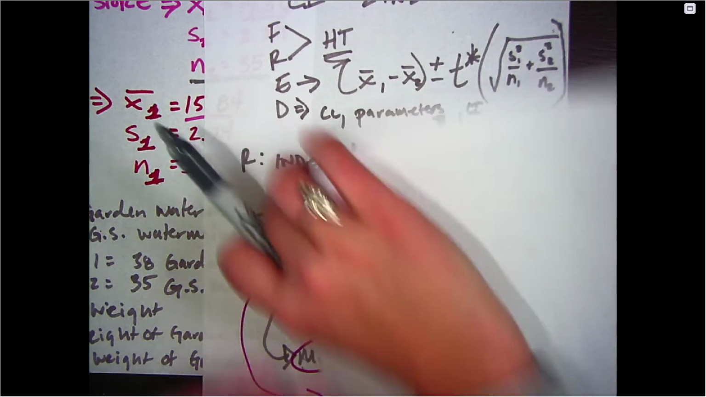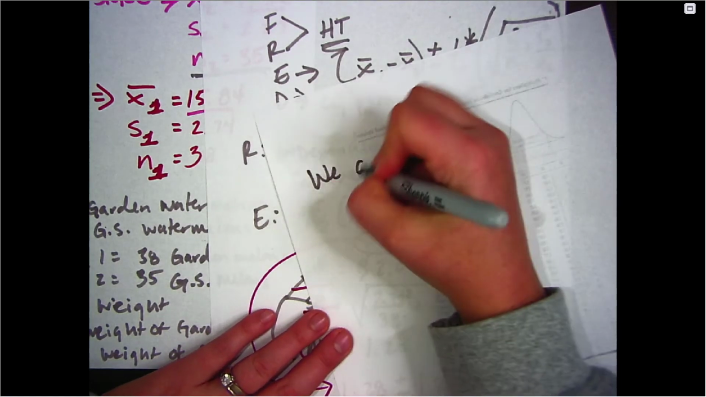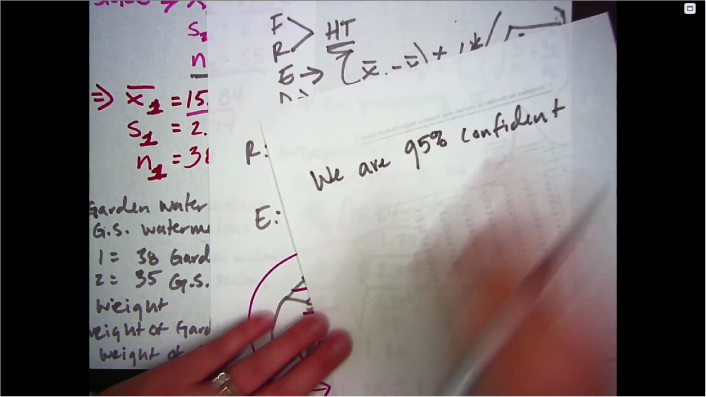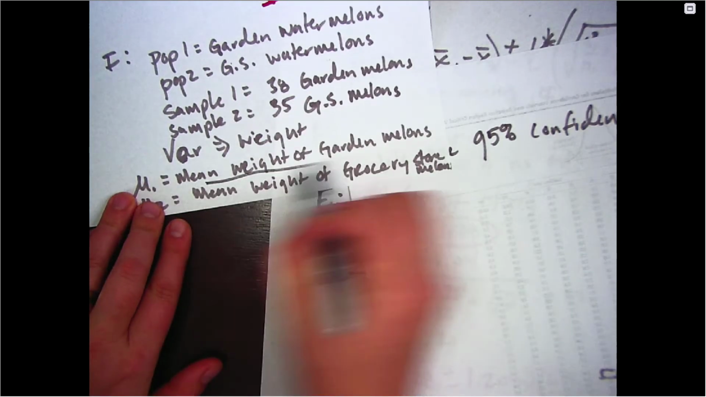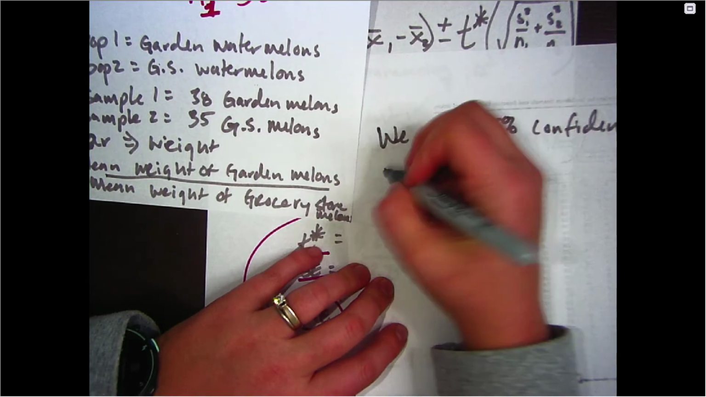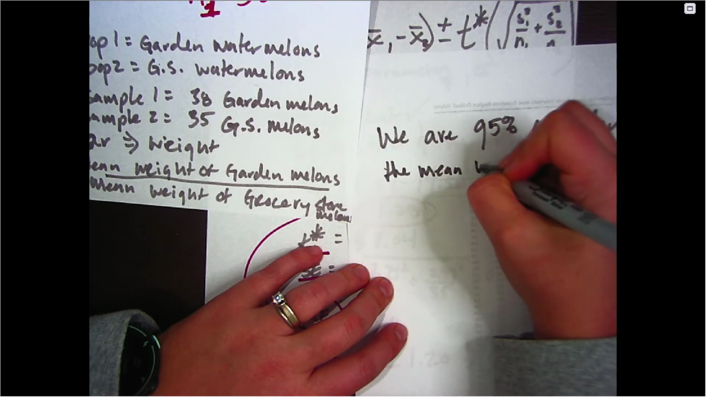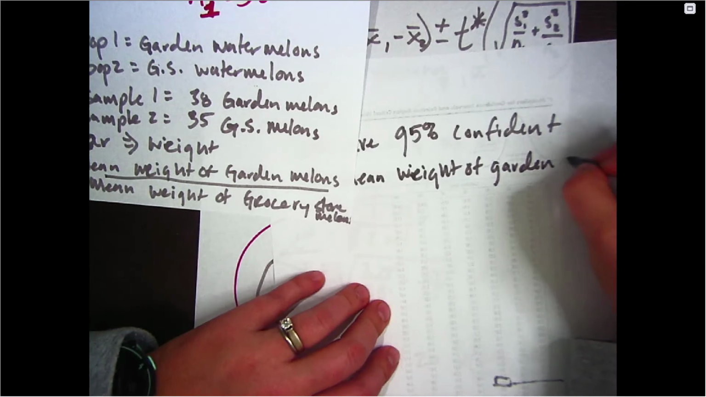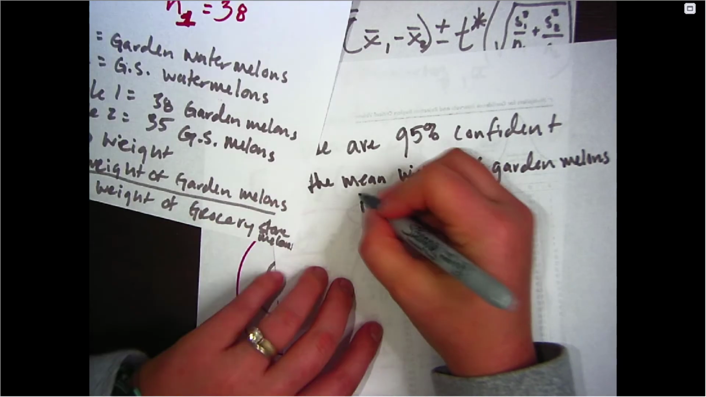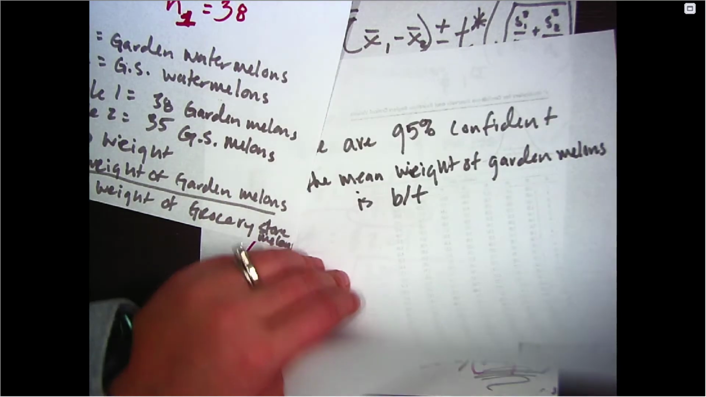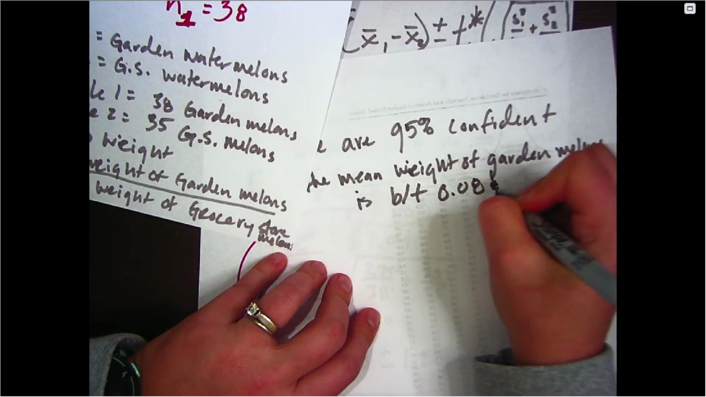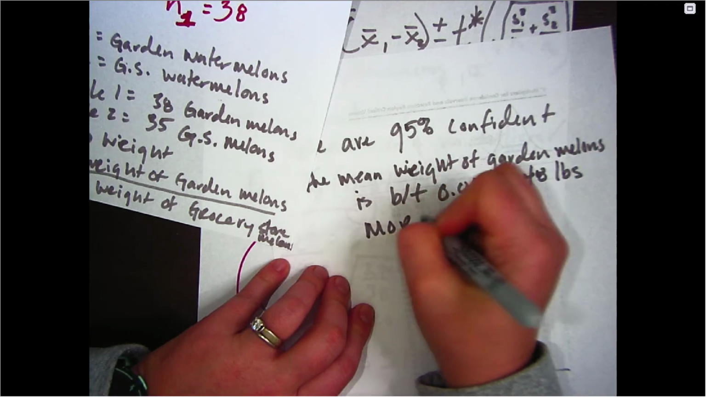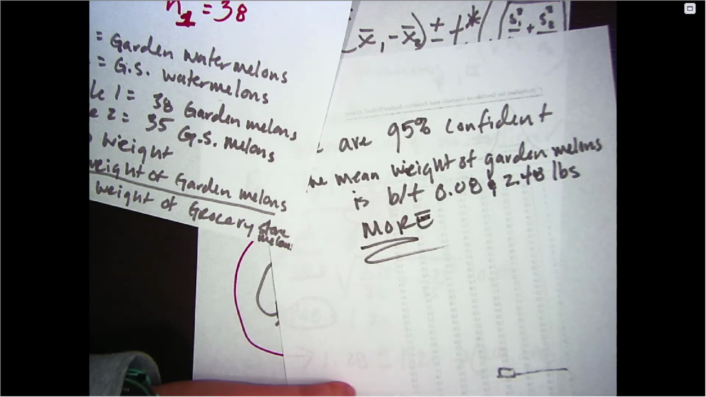So now when we go to interpret this, we're going to start by saying how confident we are. So here we are 95% confident. And then what I'm going to do is I'm going to take my two parameters. So I'm going to start with mean weight of garden melons. So we're 95% confident the mean weight of garden melons is between, and now I'm going to state my interval, which we just had was 0.08 and 2.48 pounds more.